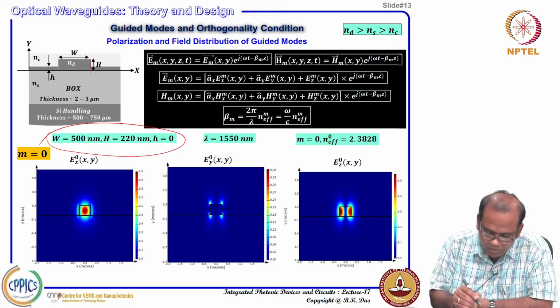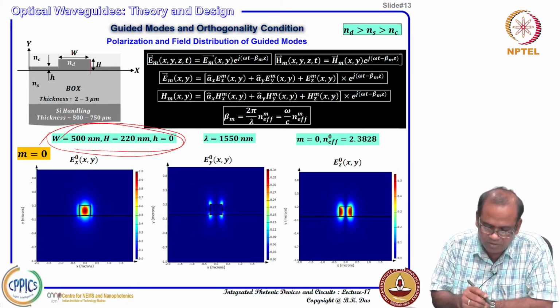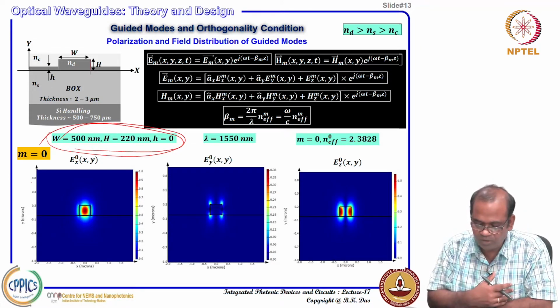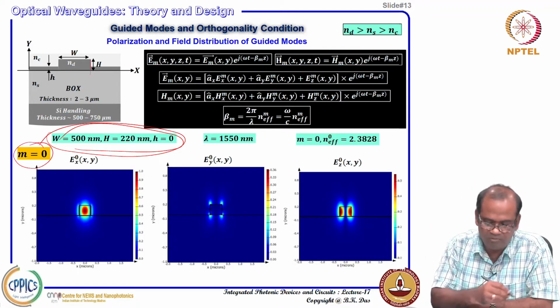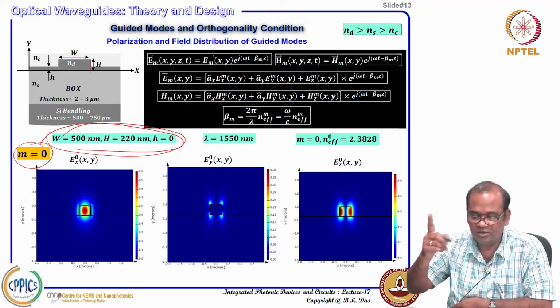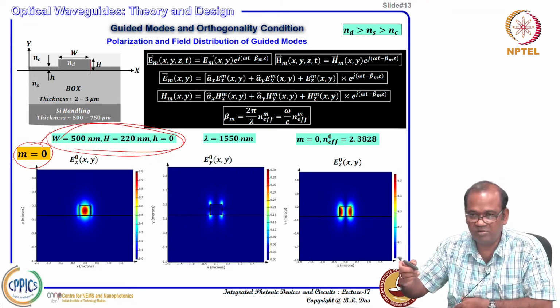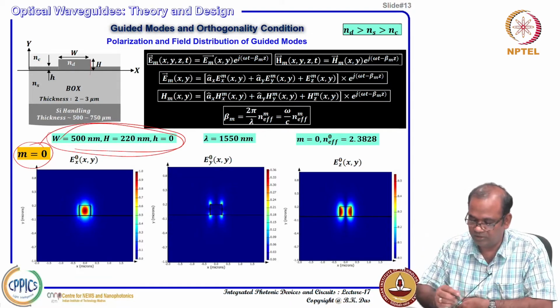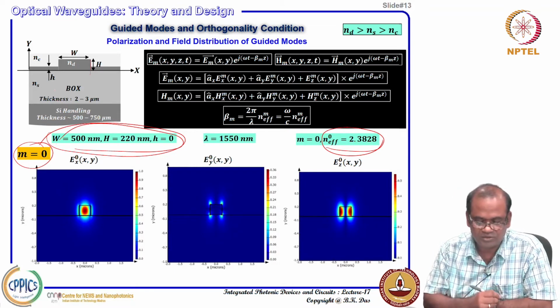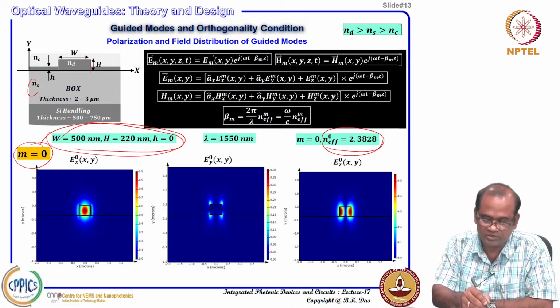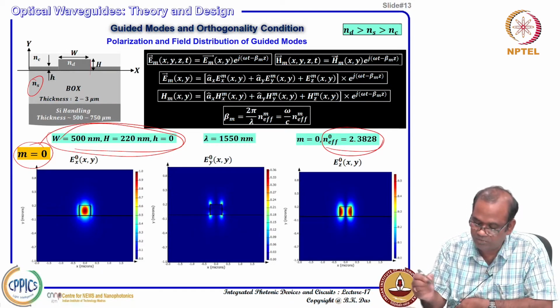Now, if you consider this waveguide dimension and use your mode solver to find different solutions, when you get the first eigenvalue m equal to 0, that means the first eigenvector, you get the Ex, Ey, Ez components and the corresponding beta value. The corresponding N effective you are getting is 2.3828, which is higher than the slab effective index. What is NS? NS is not given here, NS is 1.46 something like that. So, N effective 0 is more than that, right.